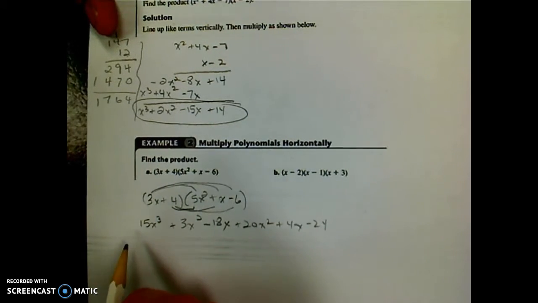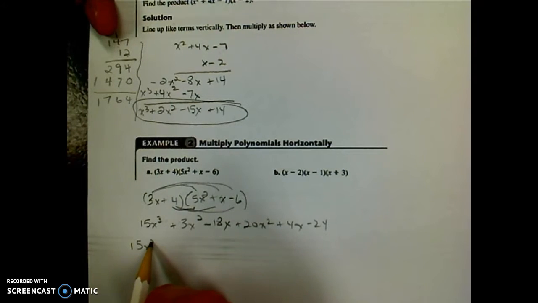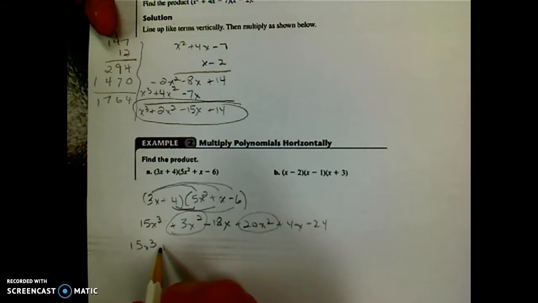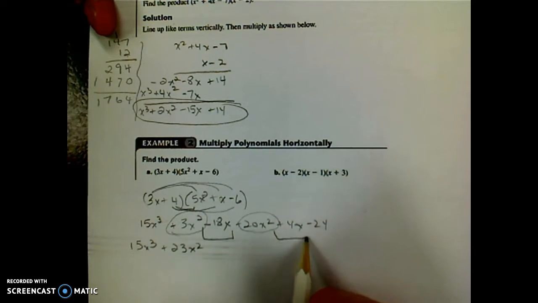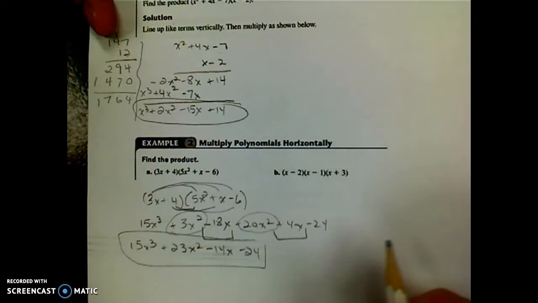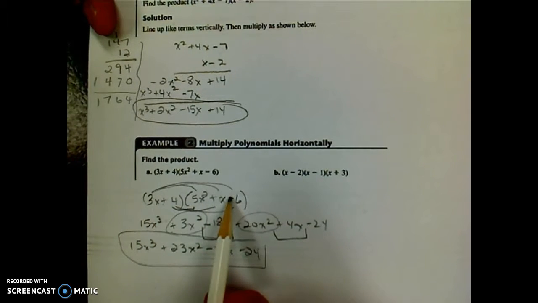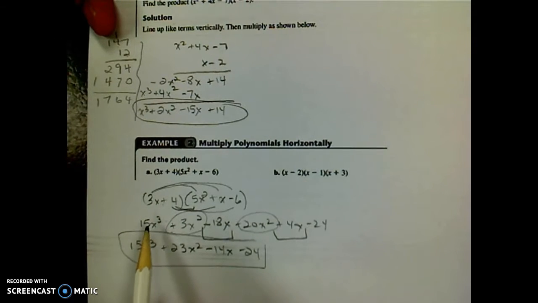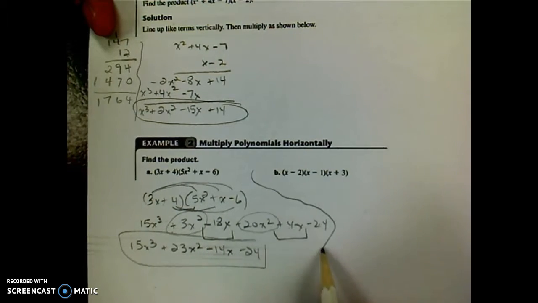Now let's combine some like terms. I've got a 15x to the third, positive 3x squared, and positive 20x squared. That's positive 23x squared, minus 18x plus 4x, so minus 14x, and minus 24. So we had a binomial times a trinomial. 2 terms times 3 terms. 2 times 3 gives 6. I had 6 terms in my partial products: 1, 2, 3, 4, 5, 6, and then combine the like terms on those.